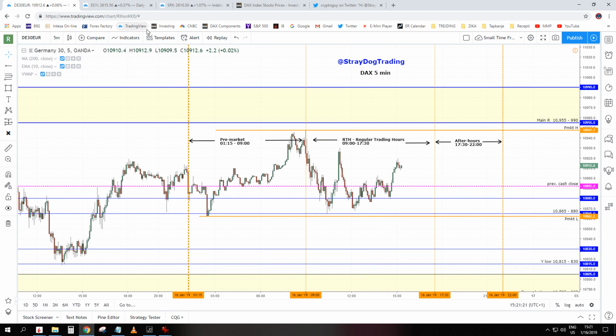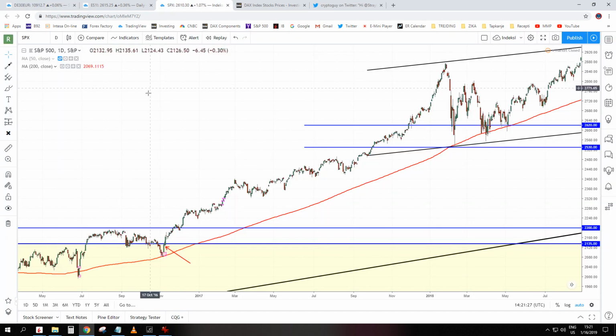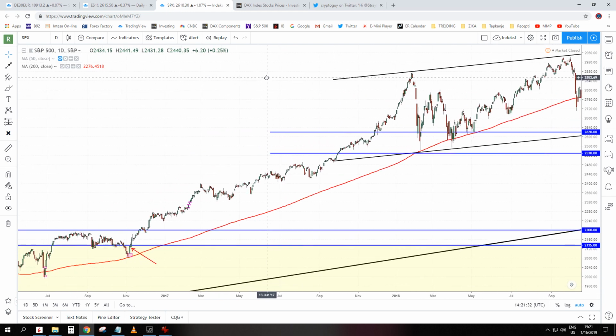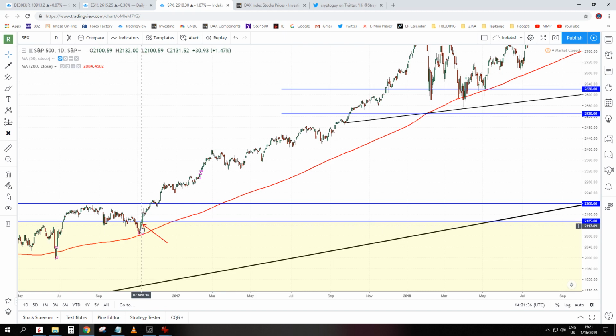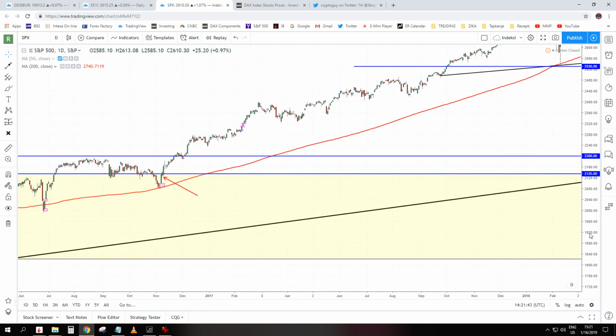Let us observe one particular day on the S&P, because there is a good example here. This is a daily chart of the S&P index, and this arrow is pointing to the 8th of November 2016, the day when US President Trump was elected.